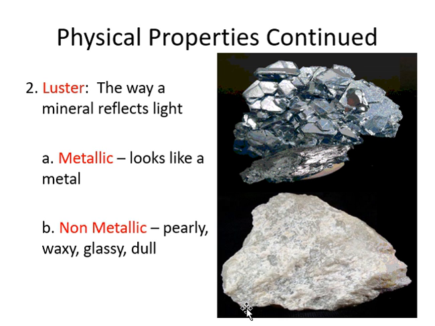One characteristic is luster. How does it reflect light? And there's two different types of luster. The first one is known as metallic, and that's the top right picture, galena. It looks like a metal. And what do I mean by that? If you were to look at any pots or pans that you have at home, it's going to look silver, chrome, gold, right? Copper. These are metallic minerals. Non-metallic don't have that same luster, right? They appear pearly, waxy, glassy, or dull.